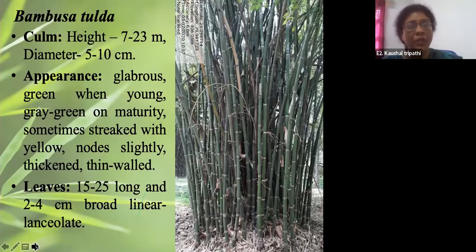Then coming to Bambusa tulda, which is distinctively identified with a white ring on its nodes. You can see here, white rings are there on its nodes. So culm height is around 7 to 23 meters, and the culm diameter is 5 to 10 centimeters. The appearance is glabrous green when young, gray green on maturity, sometimes streaked with yellow. Nodes are slightly thickened and it is thin walled. The leaves are 15 to 25 centimeters long and 2 to 4 centimeters broad, linear lanceolate. Next slide, please.